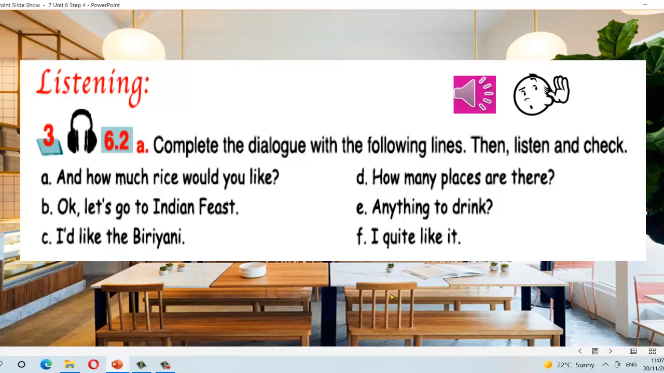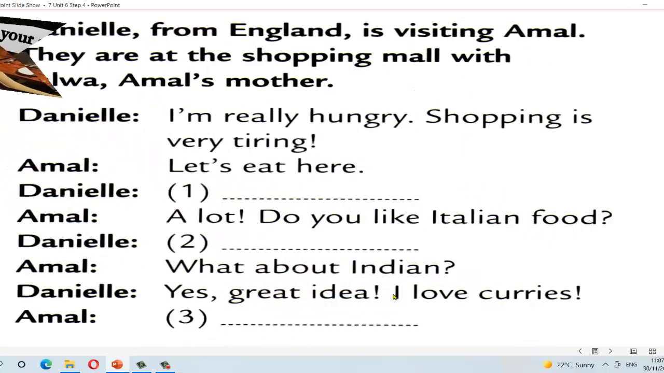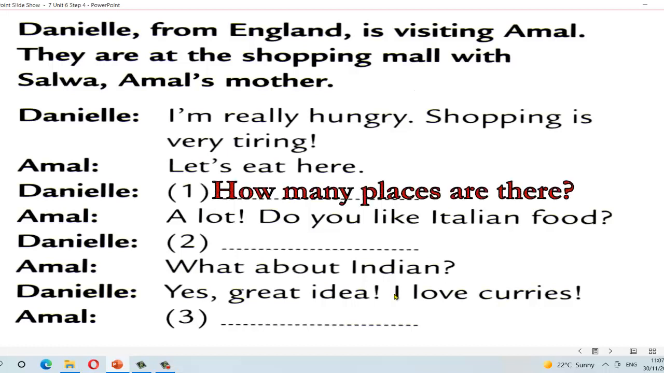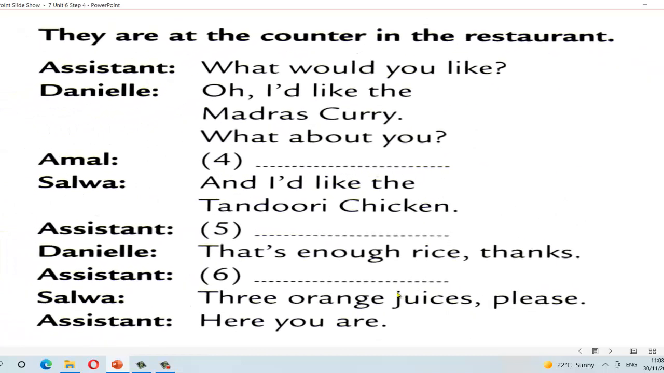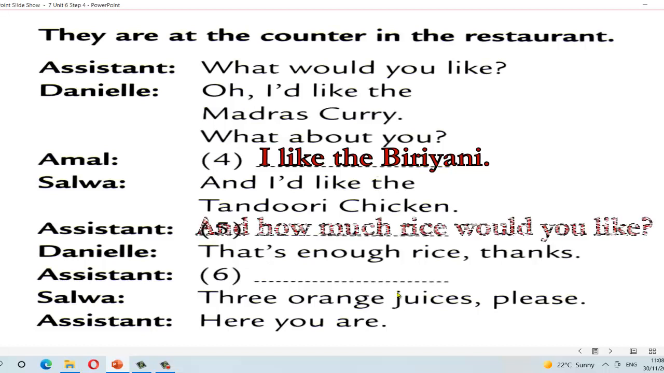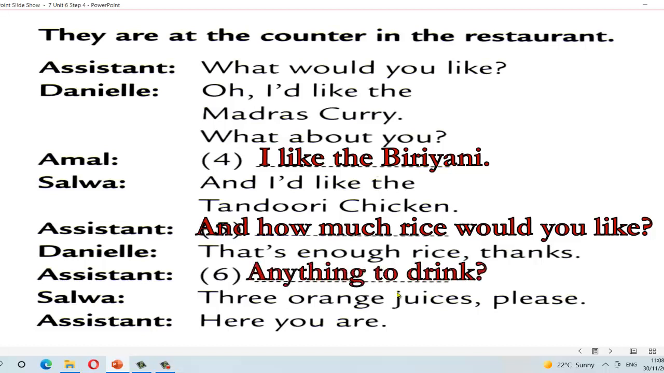Okay, after listening to this conversation between them, please let's check your answers. For number one, how many places are there? Okay, 2, I quite like it. 3, okay, let's go to Indian Feast. Please write the answers in the missing parts. Four, I'd like the biryani. 5, and how much rice would you like? Okay, 6, anything to drink?